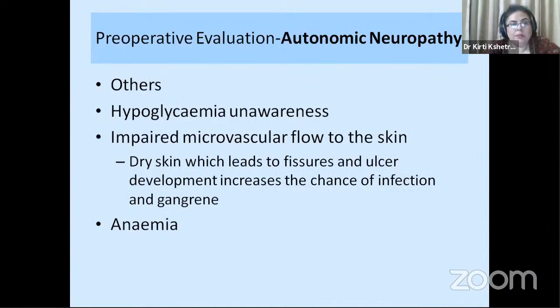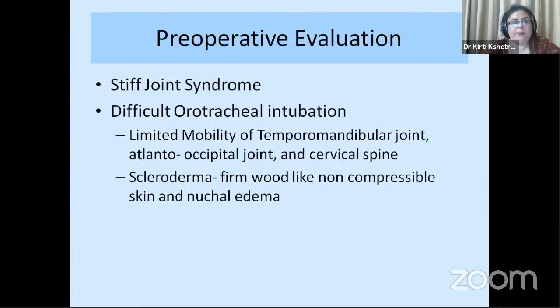Others can be hypoglycemia unawareness, impaired microvascular flow to skin, which leads to dry parchment-like skin, which causes fissures and ulcers, increases chances of infection and gangrene in the postoperative period, and anemia.